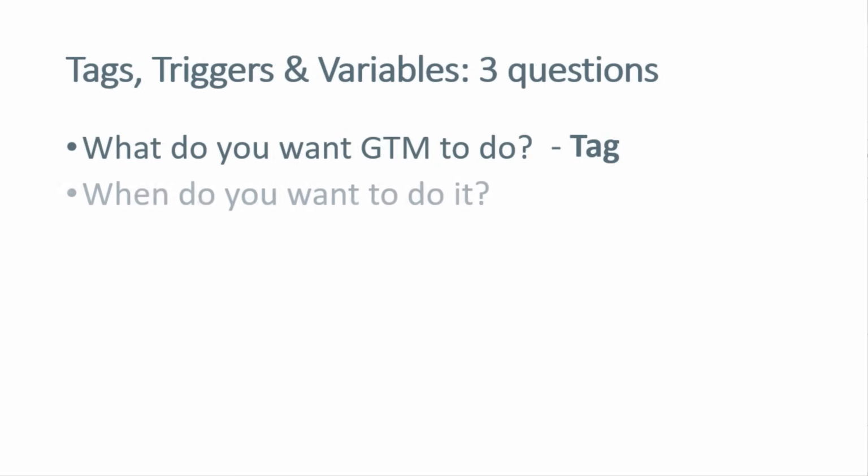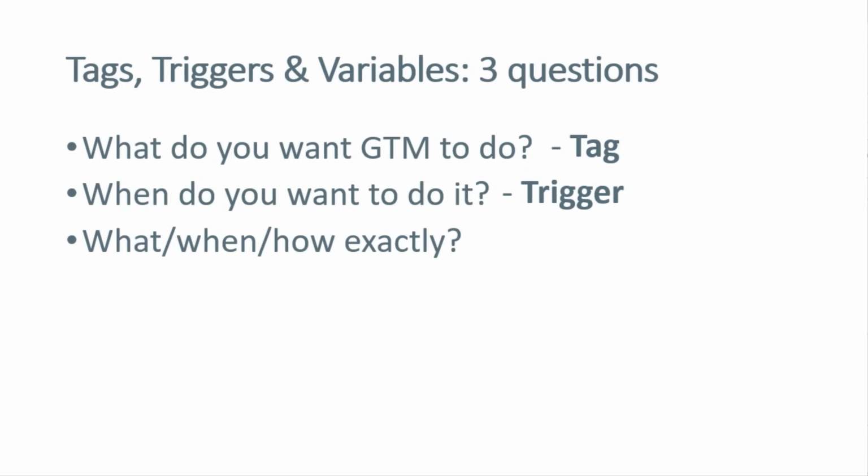Then the next question is, when do you want that to happen? So for example, if you have a Google Ads conversion tag, the question is, when do you want to track that conversion? One of the examples could be when a form is submitted, when a button is clicked, or something else. So all of these situations are triggers. And then the last question is what, when, or how exactly. So if you want to be more specific, that's where variables come in.